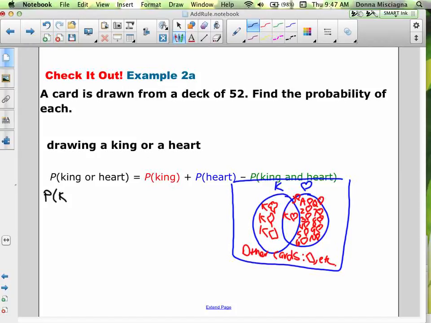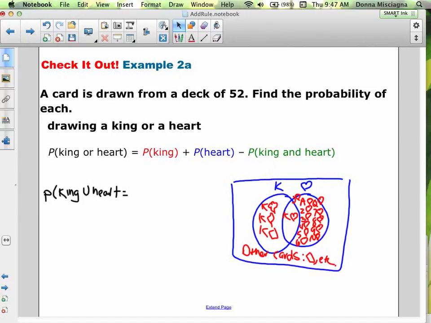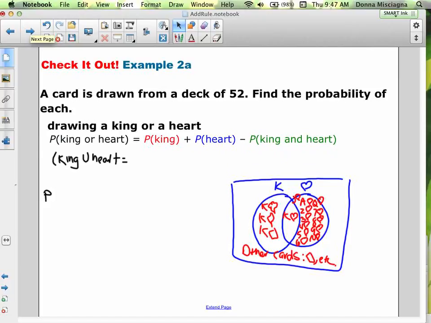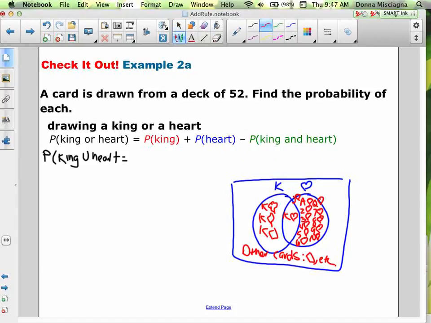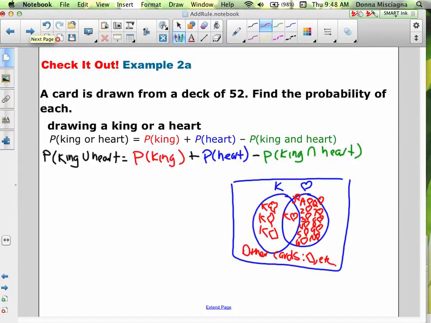All right, so we want the probability of king or heart, which means we need to find the probability. I could stand to have a little more space to write here. Let's move this up a little bit more. There we go. So the probability of king or heart is going to be the probability of the king plus the probability of heart, and then we subtract the probability of king and heart. The and is going to be the intersection. And means intersection.